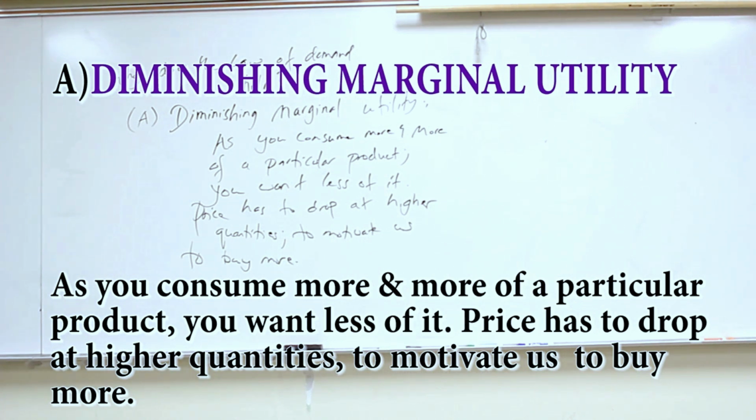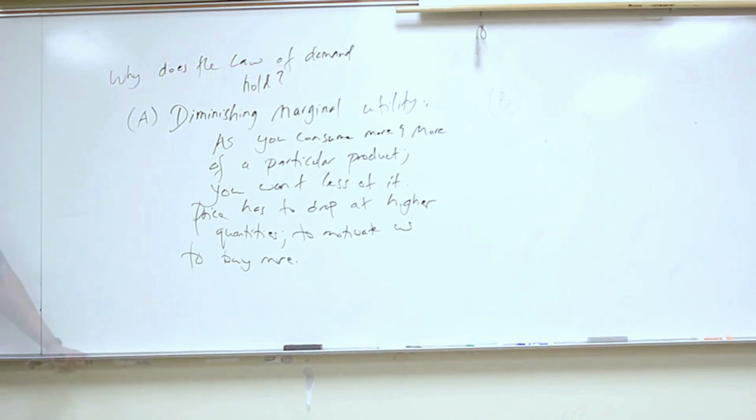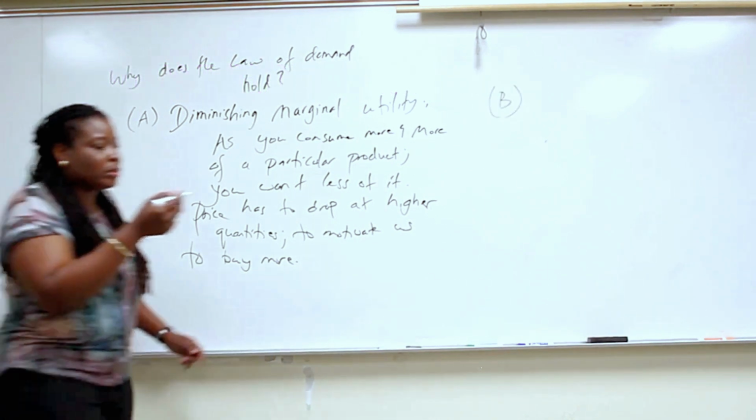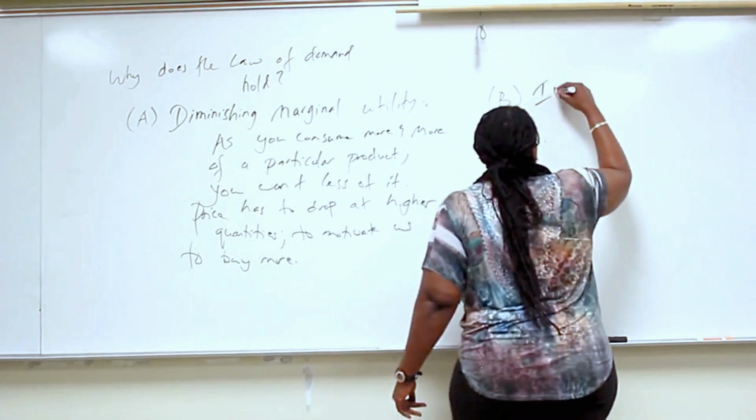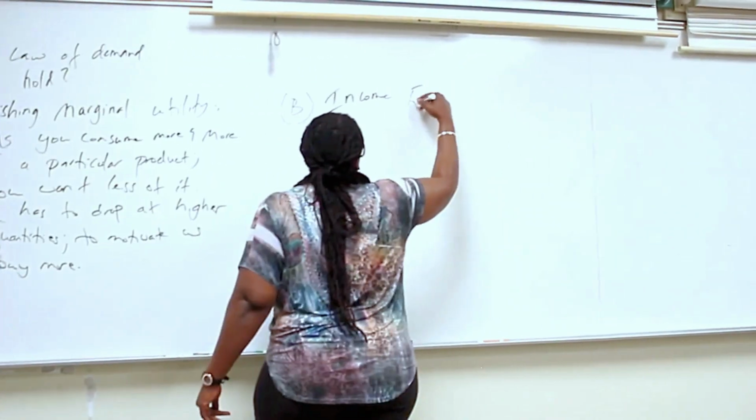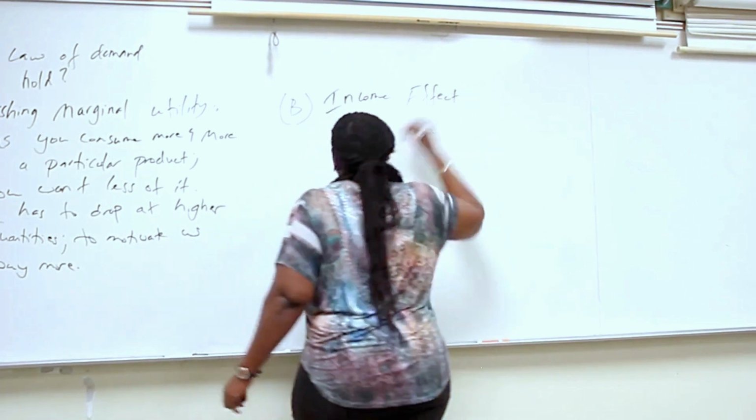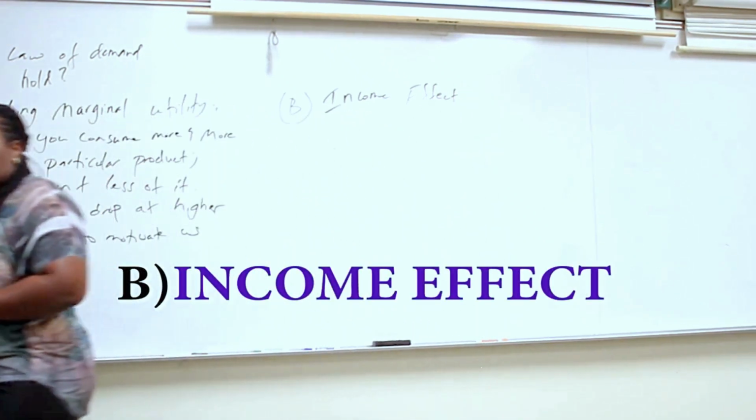Why is there an inverse relationship between price and the quantity demanded? Why is the demand curve downward sloping? What explains the law of demand? That's the first reason. Now here's the second reason. The second reason why the law of demand holds is something called the income effect.